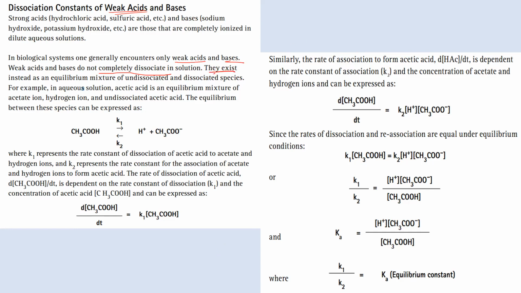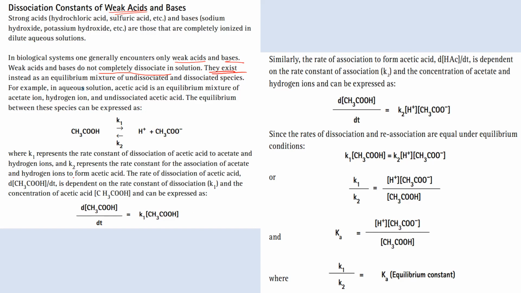Otherwise, there is no pH maintenance happening if there are no acids and no bases in our biological system. And if there is no pH, then no enzyme activity is possible, and hence there will be no reaction. So they do exist. These weak acids and weak bases exist as an equilibrium mixture of undissociated and dissociated species. Some of them will dissociate and some of them will not.